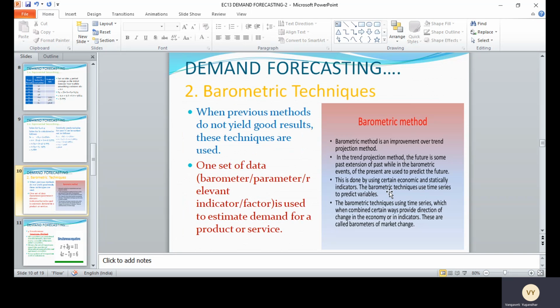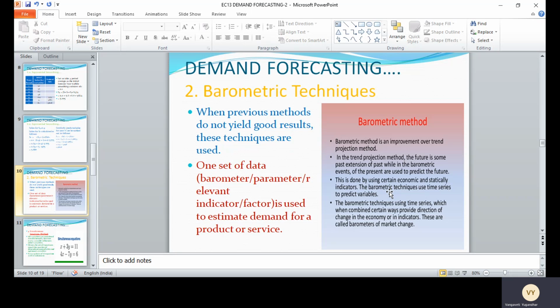Next, the second method under the statistical methods is barometric techniques. Under the first, trend projection, we have completed 5 sub-methods. So the next method is barometric techniques. What is a barometer? Generally, a barometer is used for measuring atmospheric pressure, but this is different. Here, one set of data, called the barometer, parameter or relevant indicator factor, is used to estimate demand for a product or service.